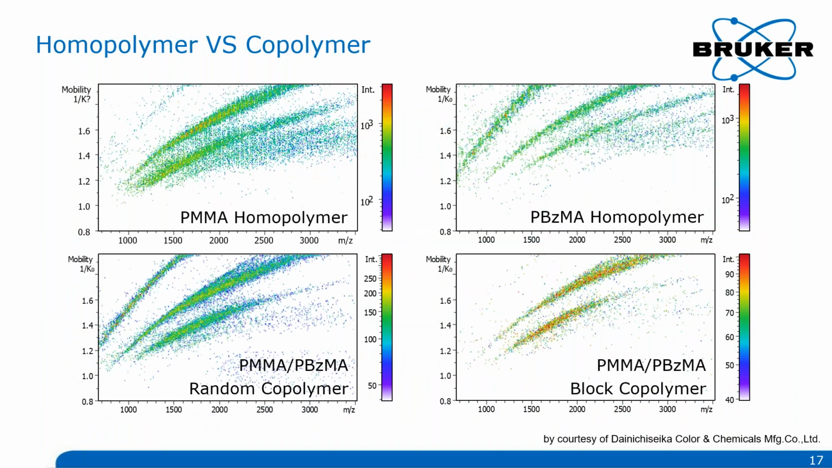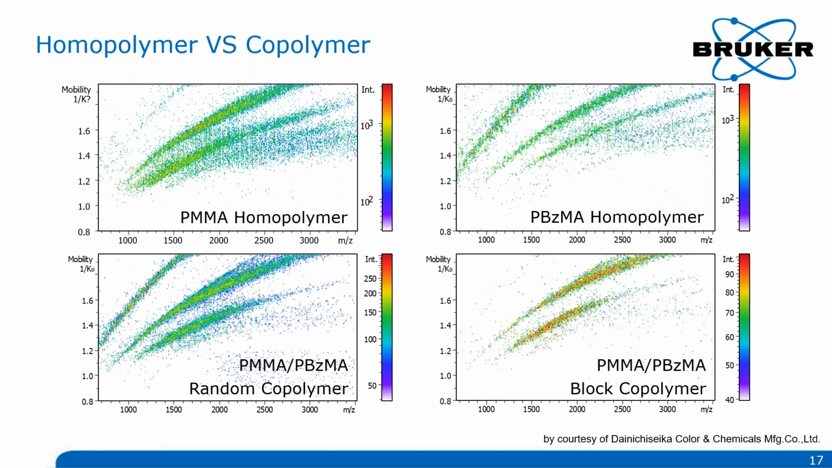Let's take a look at another example. Here we have heat maps of 4 different polymers in the same mass range. The 2 heat maps on top represent homopolymers of PMMA and PBzMA, that's polybenzyl methacrylate. We can see the different charge states, 2 different branches.